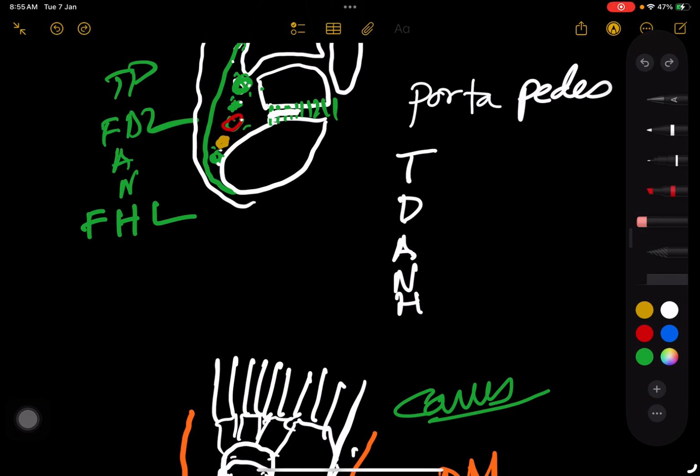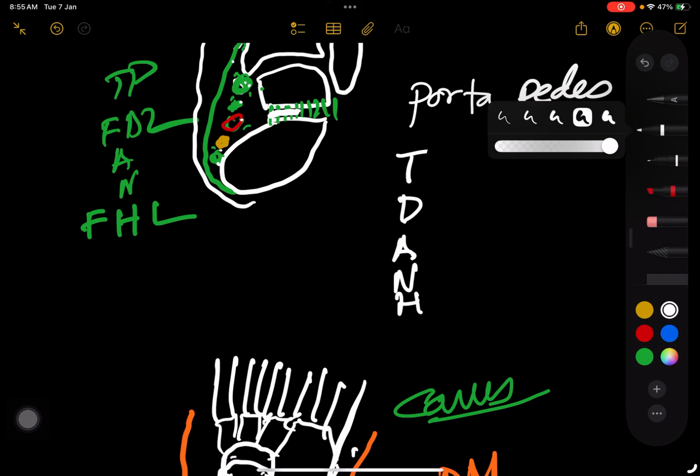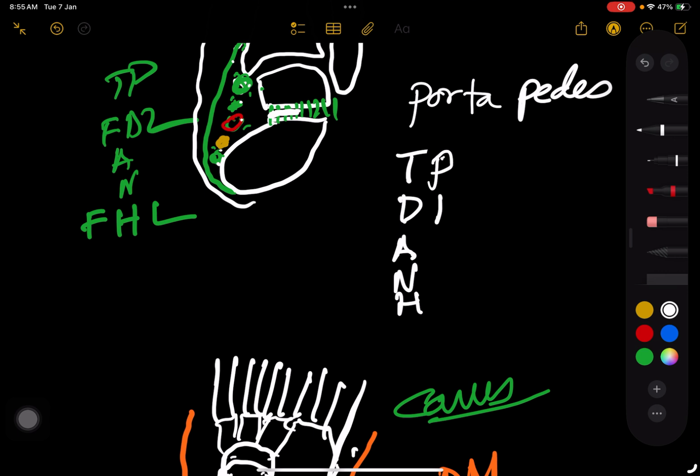Remember, Tom, Dick and Harry: tibialis posterior, flexor digitorum longus, posterior tibial artery, posterior tibial nerve, and flexor hallucis longus. So you divide or lengthen or transfer tibialis posterior, FDL and FHL, save the artery and nerve.